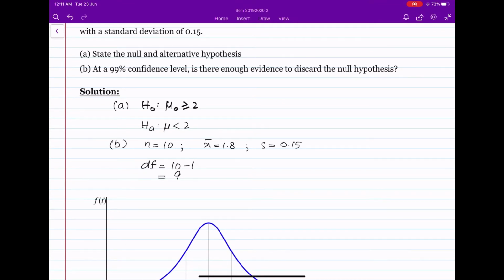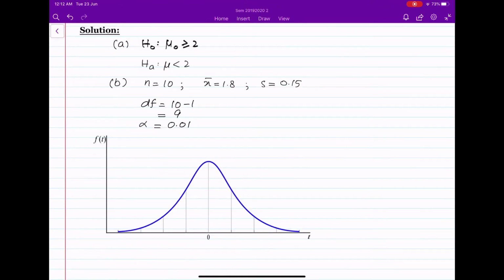alpha is equal to 0.01. It is because 100 minus 99 is 1, and that should be the rejection region. So alpha can be written as 0.01. This is the t distribution, and we have to locate the critical value of t below which we can reject our null hypothesis.